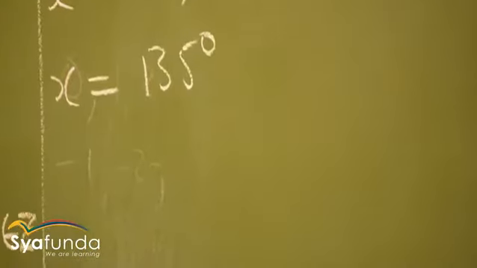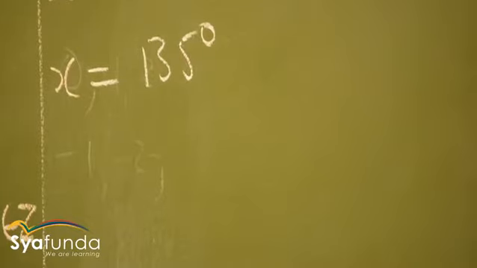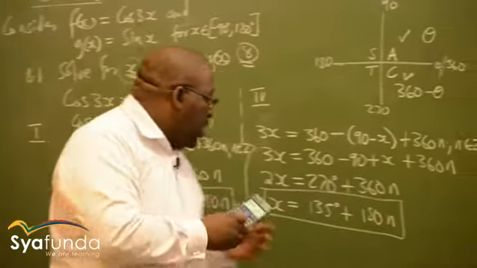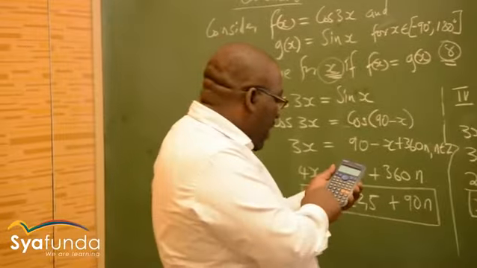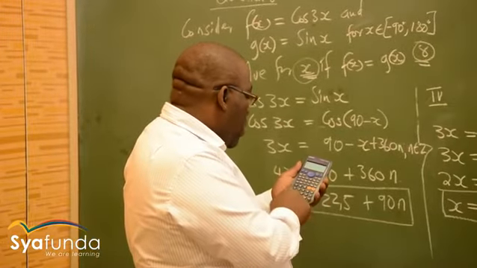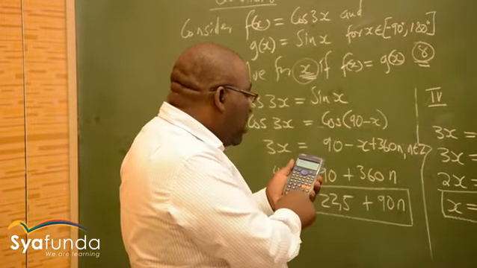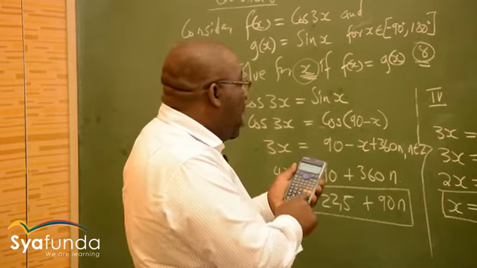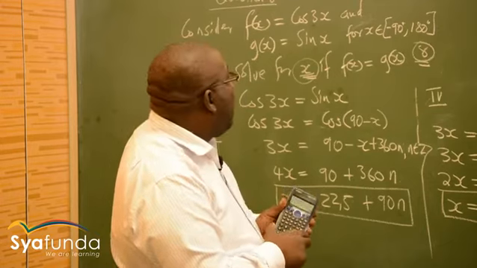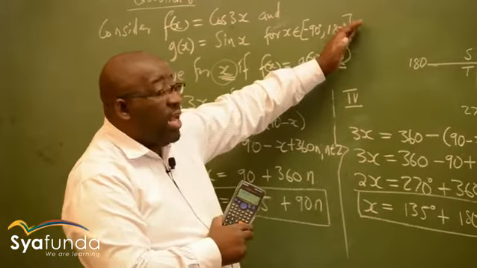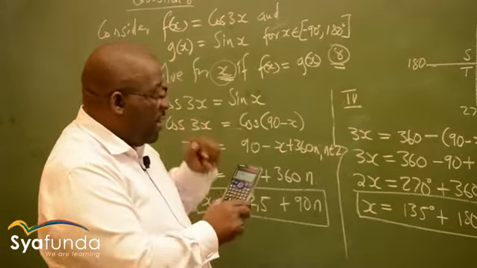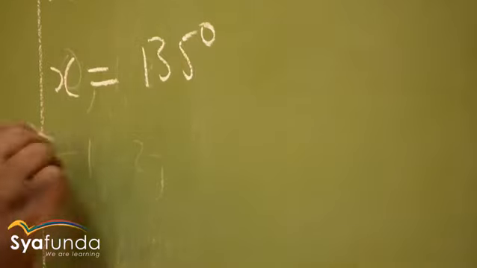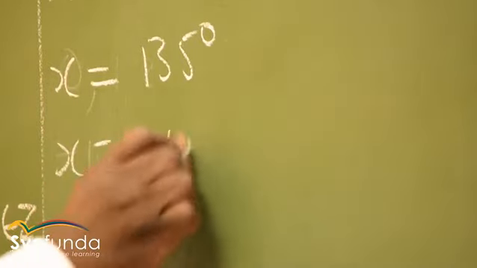Right, let us check minus 1. So if we've got minus 180, we add 135 there. Let's see what we get. We got minus 45. Is minus 45 within this range? Yes, it is within that range. So x is equal to minus 45.